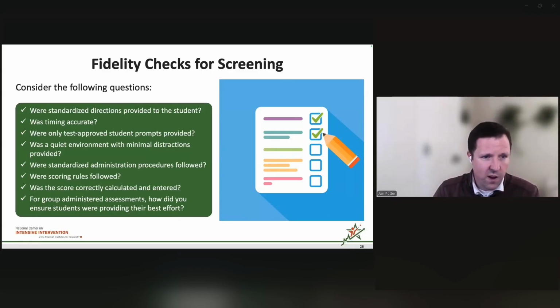Were the scoring rules followed? Was it calculated and entered correctly? These are all things that I kind of just talked about, but you want to think about how we're making sure that all of these things are happening. All right.